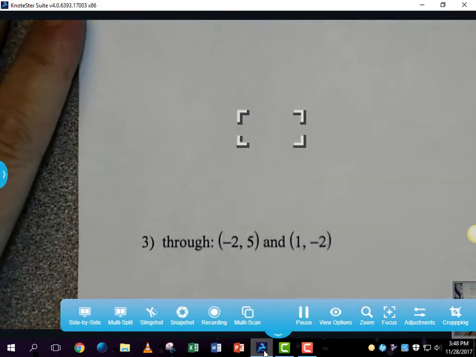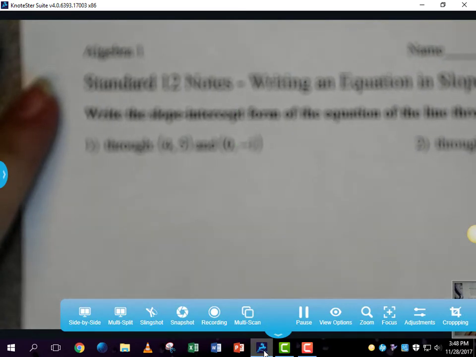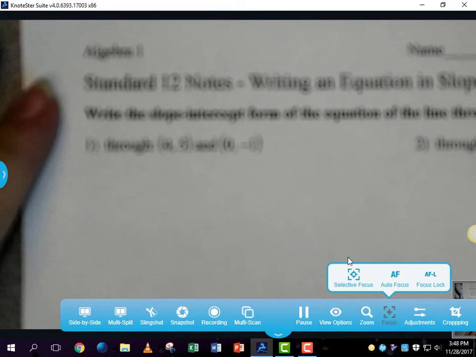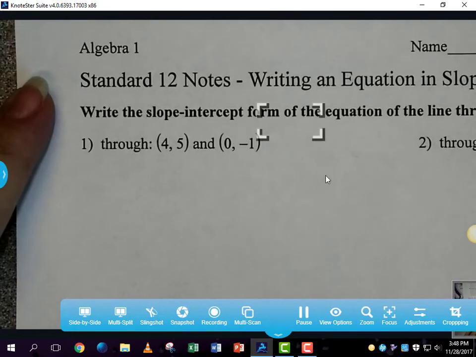Okay, so this is standard number 12, which is going to be writing an equation in the slope-intercept form when you are given 2 points. So let me get this in focus.